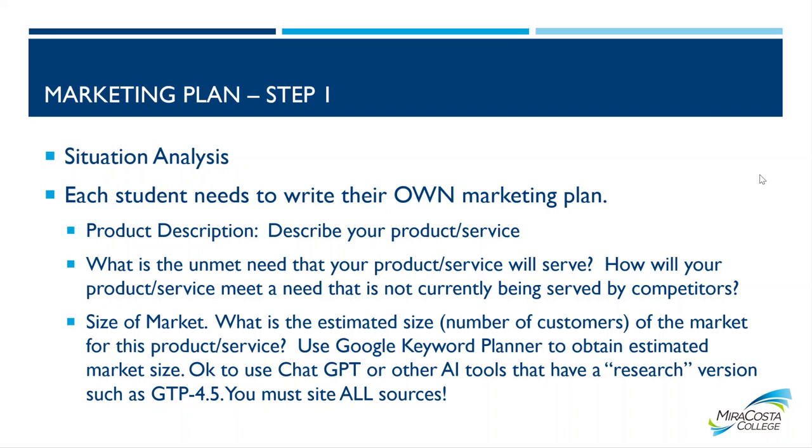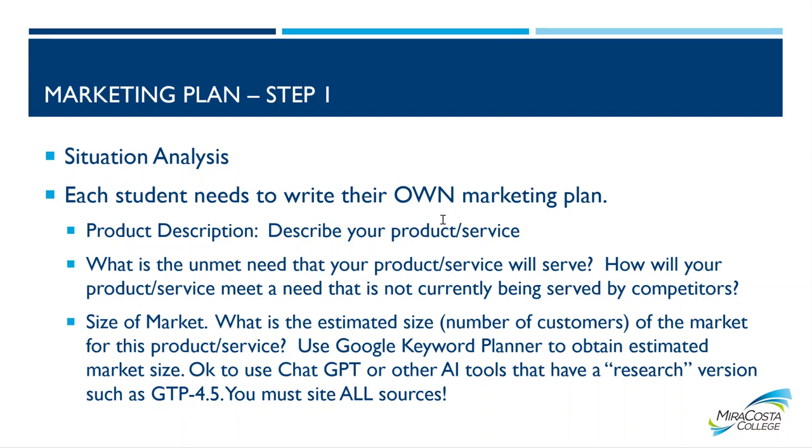In these 2 cases here, if you're having difficulty figuring out what product or service you want, or you're having difficulty figuring out the size of the market, it's okay to use ChatGPT or other AI tools that have the research version, such as GPT 4.5, but you must cite all your sources. So you cannot have AI write the whole situation analysis for you. It needs to be written in your own words.